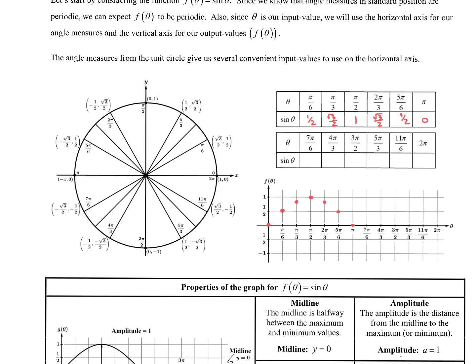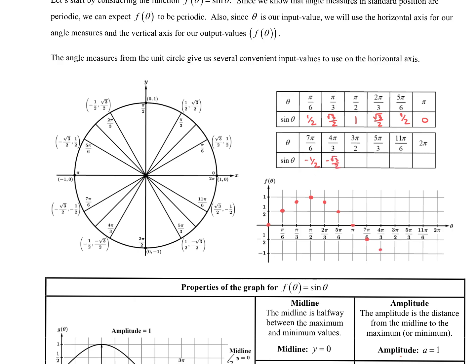At 7 pi over 6, what's the sine of 7 pi over 6? Negative 1/2. Why is it negative? Because it went down. All right, and it's the y, so it's the smaller one. So now we're at negative 1/2 at 7 pi over 6. And so now we go to 4 pi over 3. Well, what's the sine of 4 pi over 3? Negative square root 3 over 2.